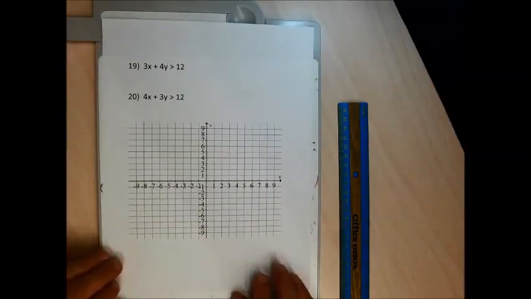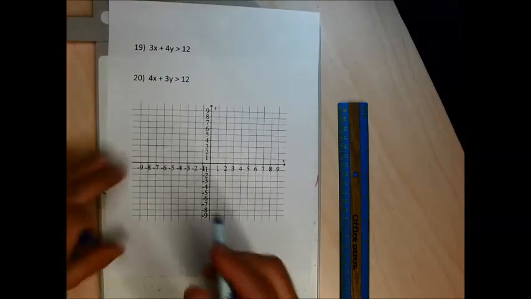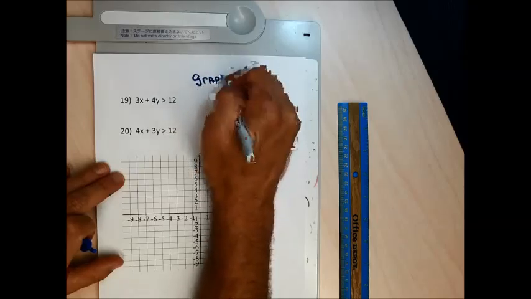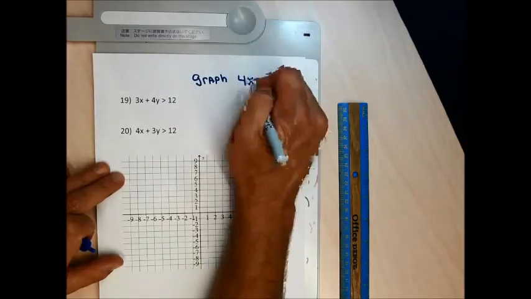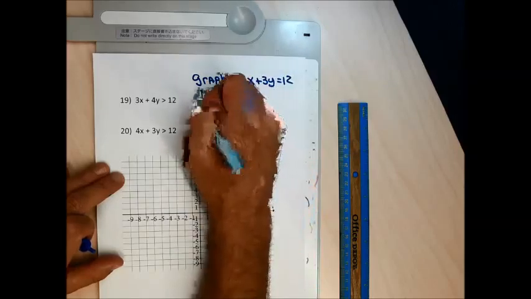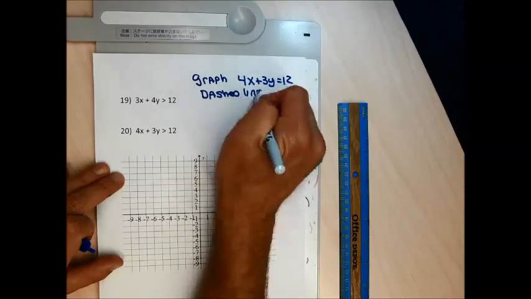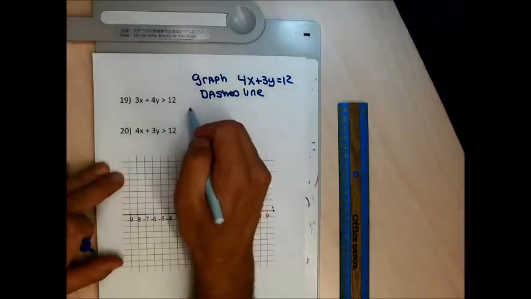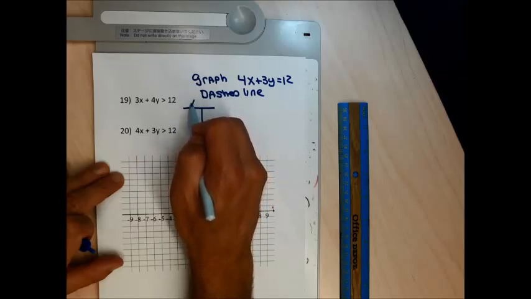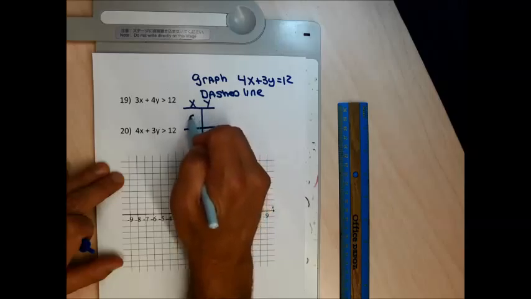All right, so problem 20. So first, for problem 20, I'm going to graph 4x plus 3y equals 12 with a dashed but not solid line. To graph this, I want to get the x-intercept and the y-intercept. So I'm going to make an x-y column. And the first thing I'm going to do is put a 0 in for x.